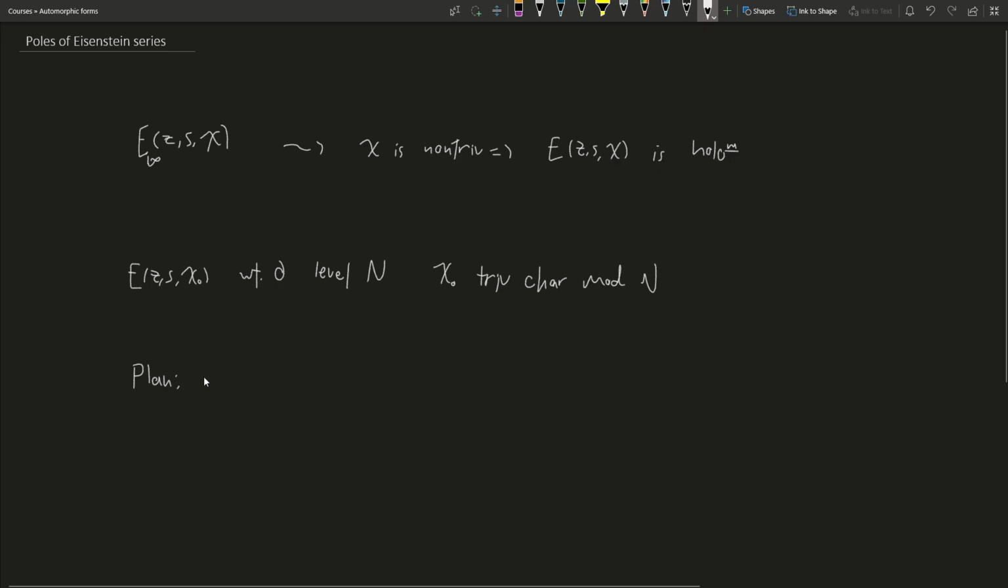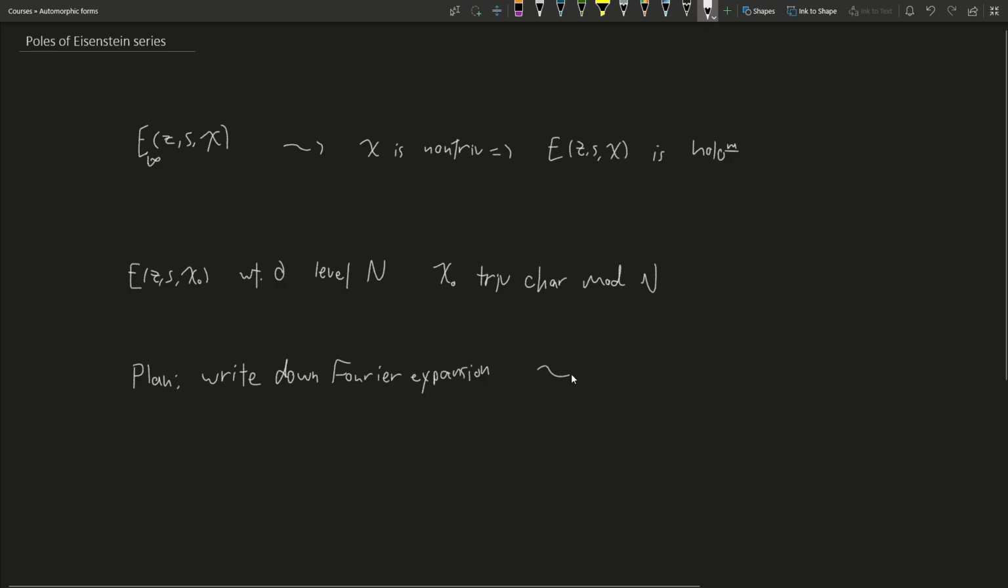So the plan is going to be to write down a Fourier expansion for this. And then when we have a Fourier expansion, we can just look at each of the individual terms and see which terms have poles and what the residues are, and get all the information that way.